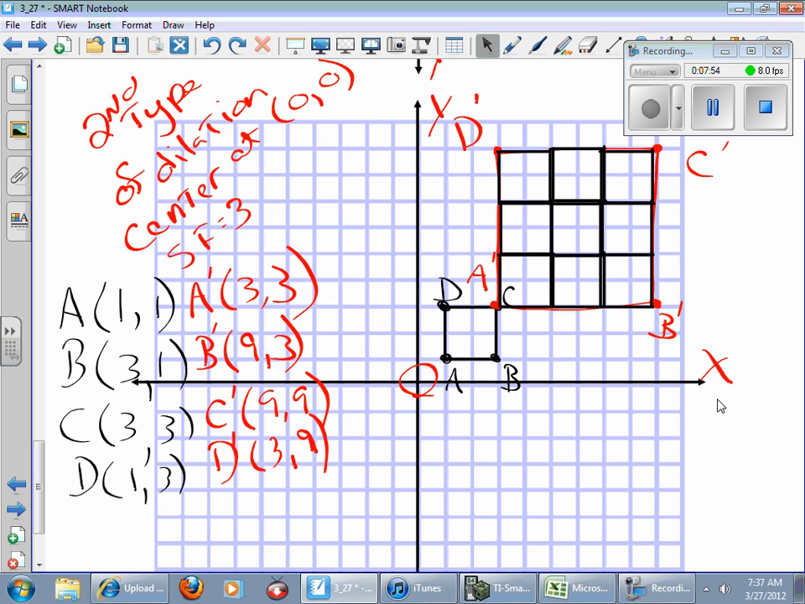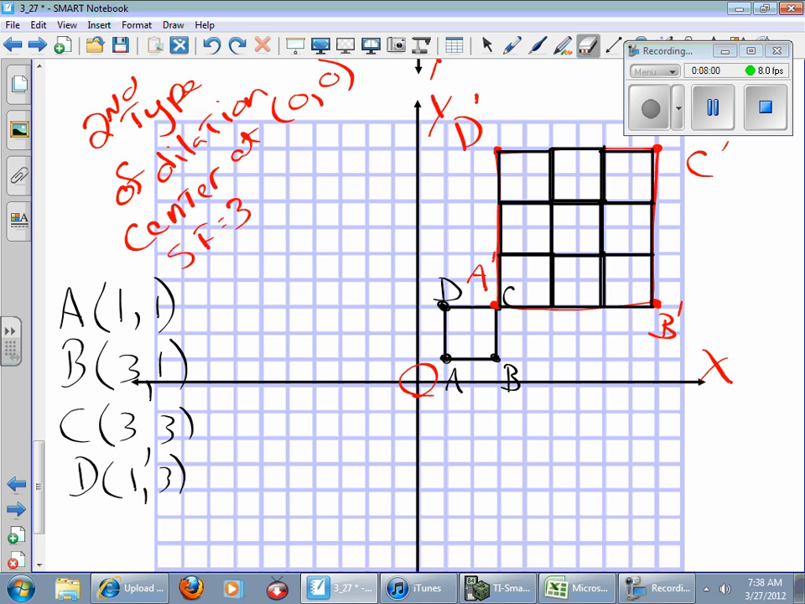Okay, now this time I'm going to do a scale factor of, say, 1/2. And pointing out, A moved. The origin is still the center. So I'm going to call it A double prime. I'm going to multiply each coordinate by 1/2. 1 times 1/2 is 1/2. So 1/2, 1/2 would be there. So that'll be A double prime.